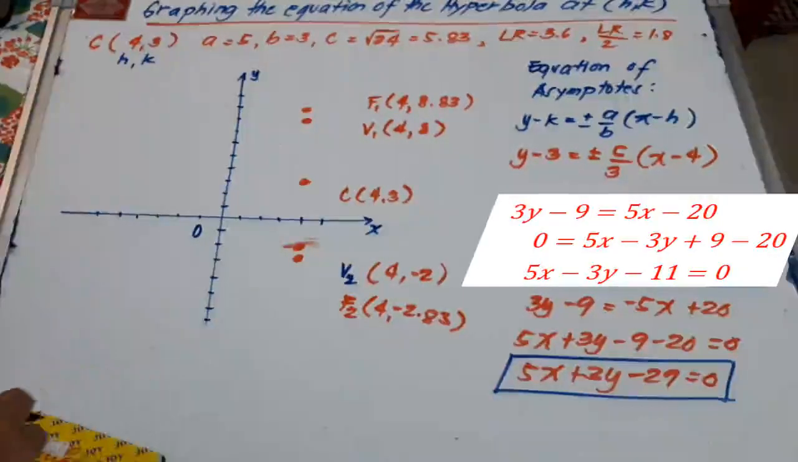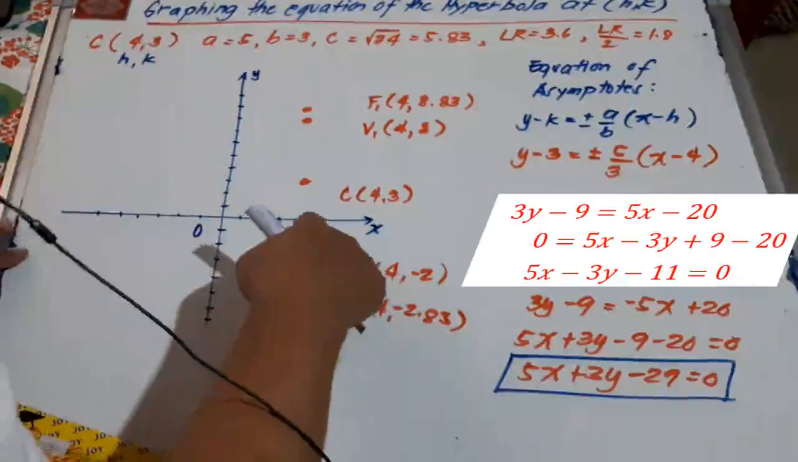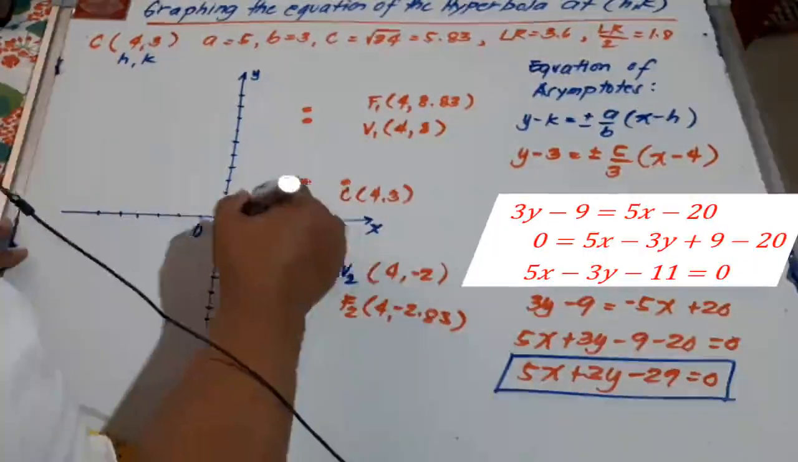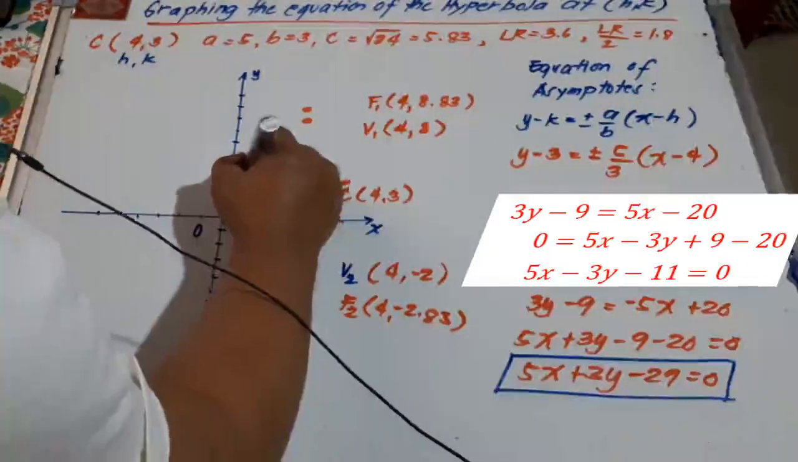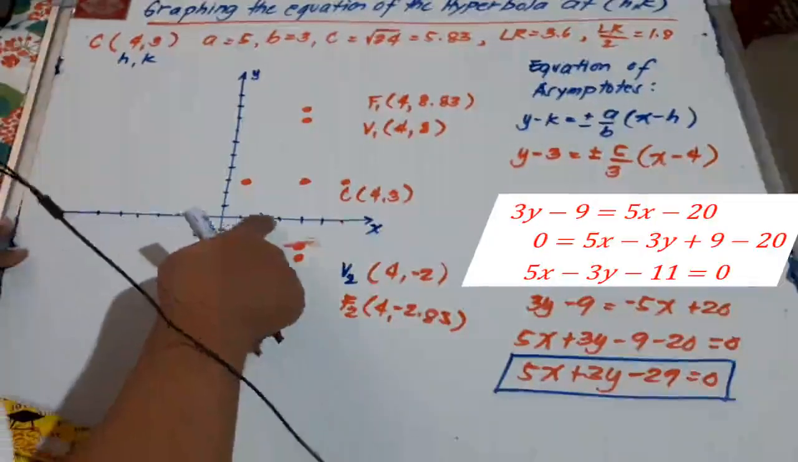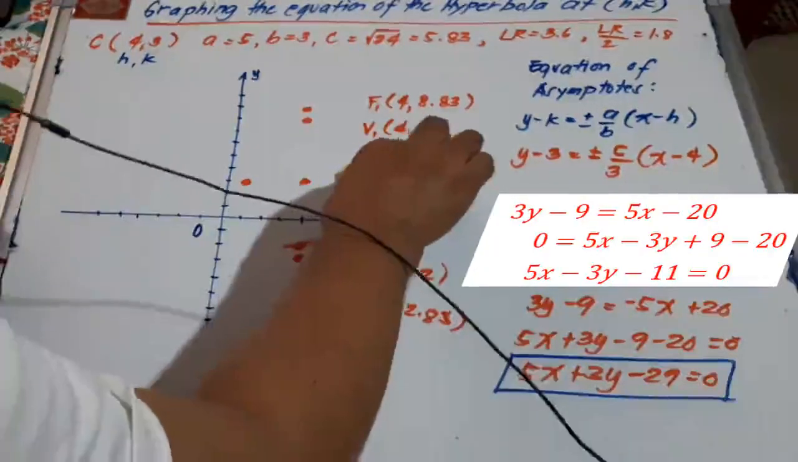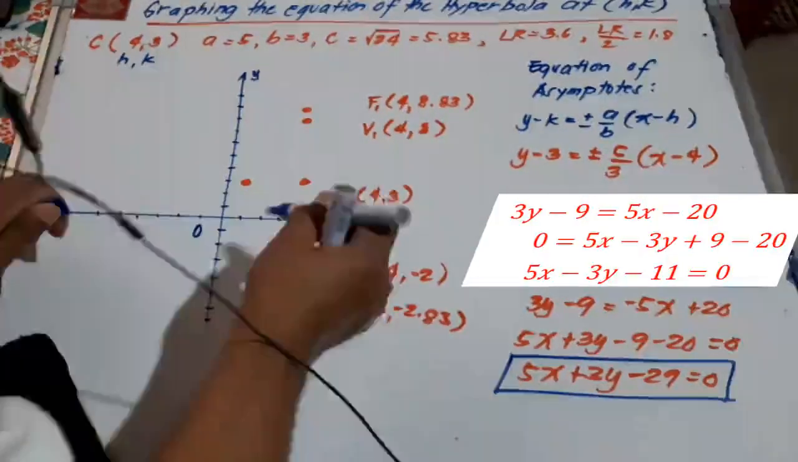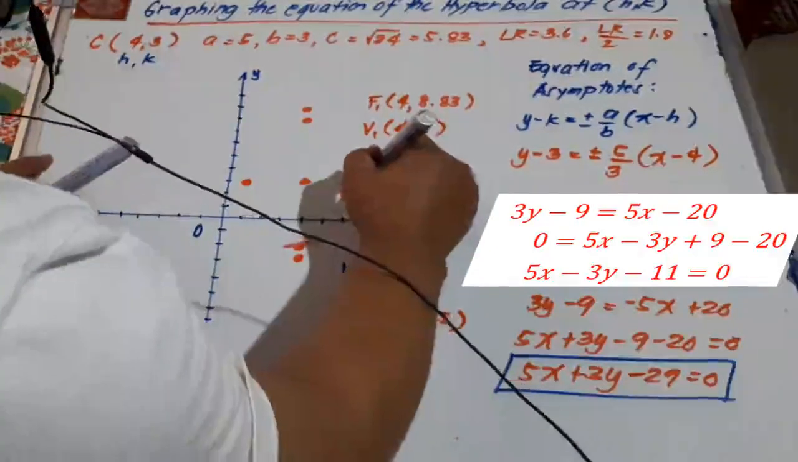Yan. Okay. For the conjugate axis, bibilang lang tayo ng 3 units to the right, 3 units to the left, starting from the center. So, 1, 2, 3. Then 1, 2, 3 here. Parang malaki. 1, 2, 3. 1, 2. So, kulang. So, 1, 2, 1, 2, 3. Okay. Dito yung endpoints ng conjugate axis.